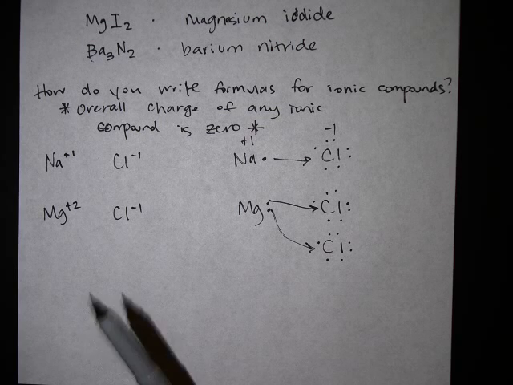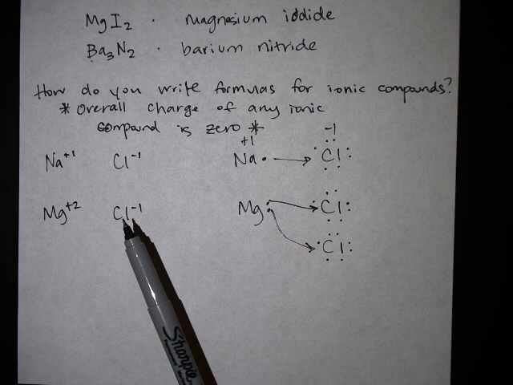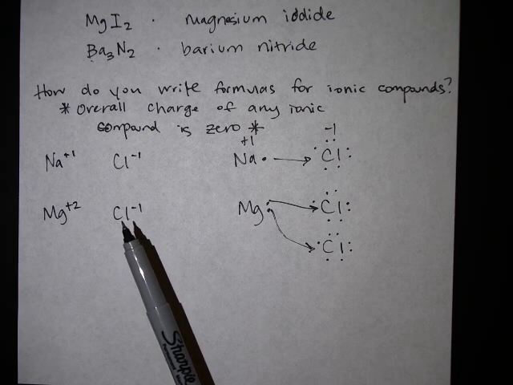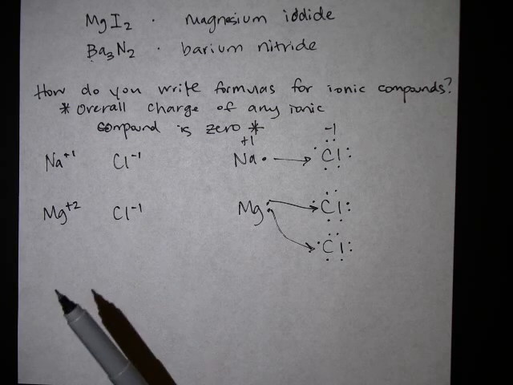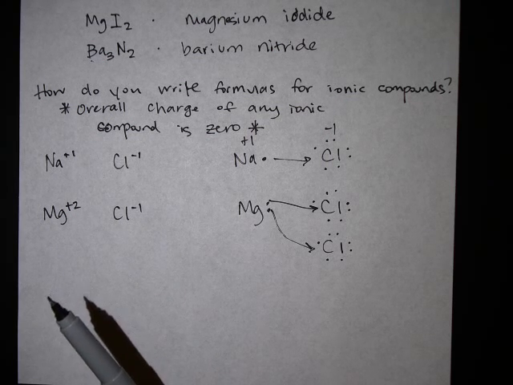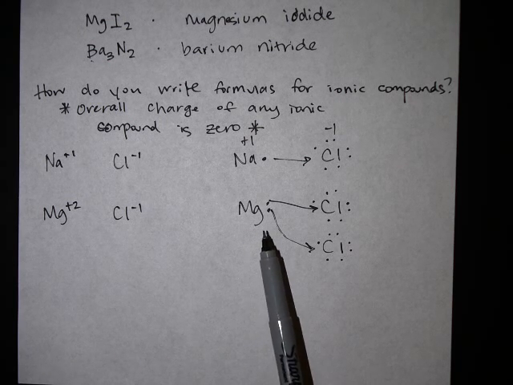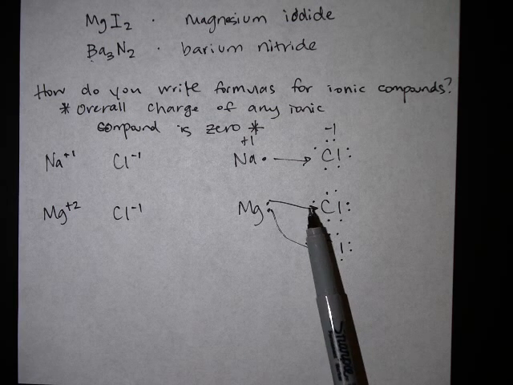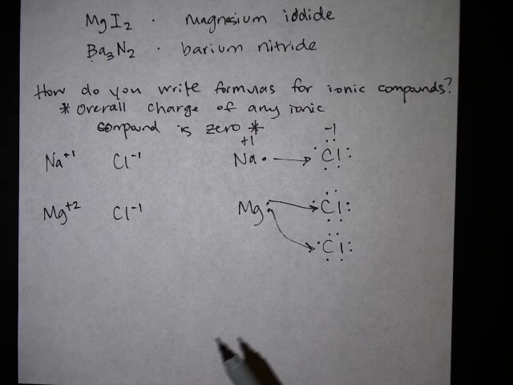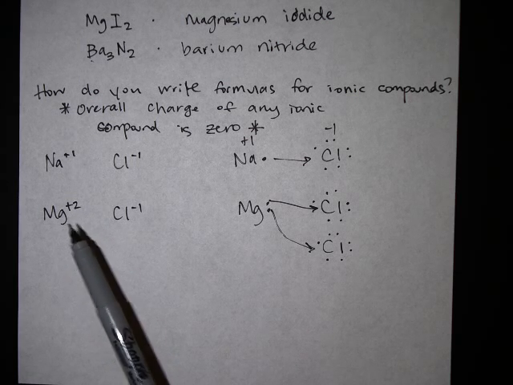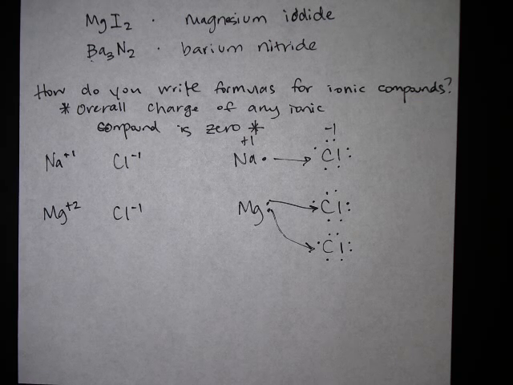Another way is to say if the whole thing is neutral, if this is +2, how many of these do I need to cancel it out? I would need 2 of them because that would be -2, and -2 cancels out +2. So the formula is MgCl2. That's what's happening on an atomic level: I want to get rid of 2 valence electrons. Chlorine's my only option. It only has 1 spot. So I'm going to use another chlorine down here to get rid of the second valence electron. Or, magnesium's +2, chlorine's -1. I need 2 of these to pair up with every one of those.